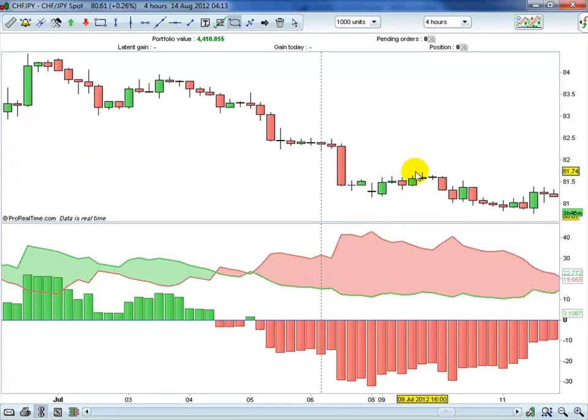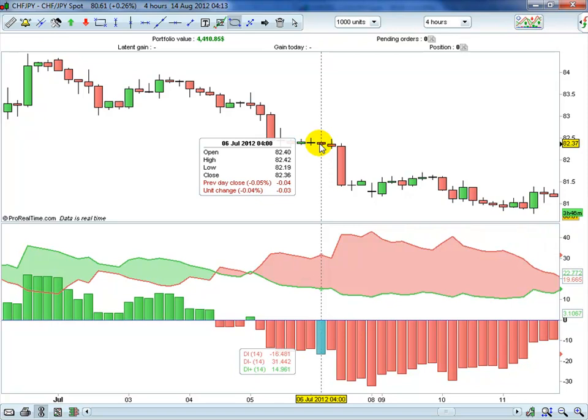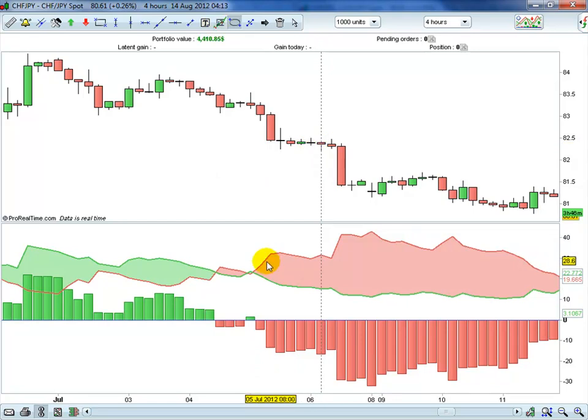We then drill down to the 4-hour chart, and for the 4 a.m. GMT bar, well, midnight GMT too, in fact, all the way back to here, we've got another bearish DMI reading, the DI minus line above DI plus.